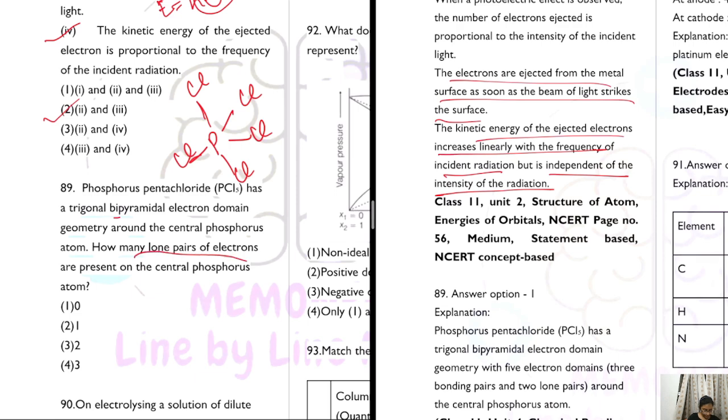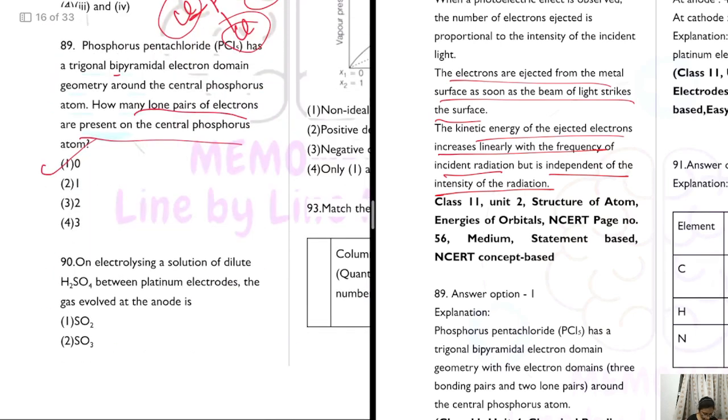How many lone pairs of electrons are on the central atom? Can you see any lone pair? No, so zero lone pairs would be there. That's 5 valency and 5 chlorine are there to suffice it. The answer would be 0. Let's see the next question.